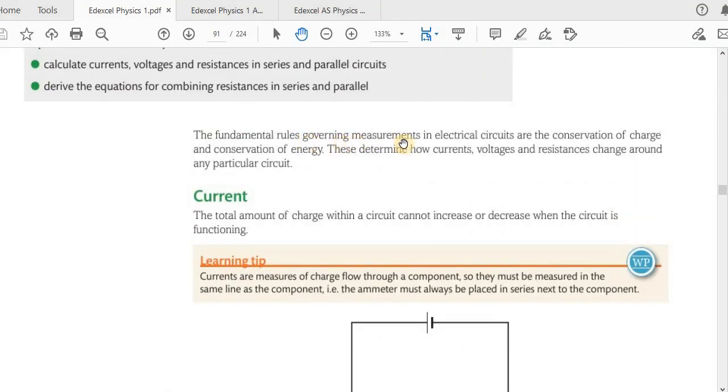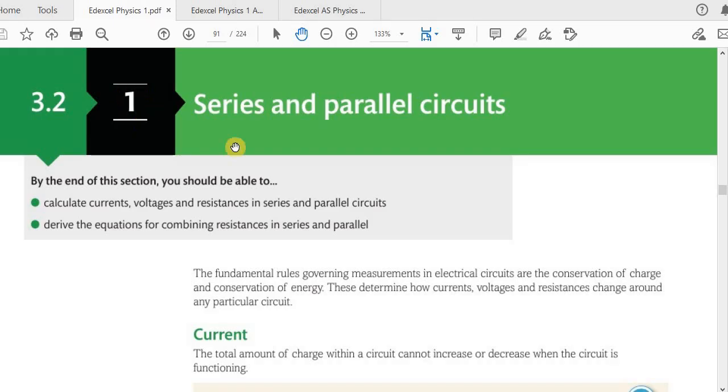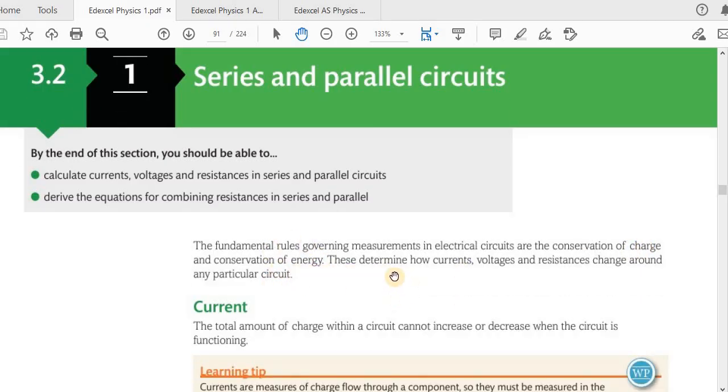Okay, the fundamental rules governing measurements in electrical circuits are the conservation of charge and conservation of energy. So this is where we will later see in part 2 Kirchhoff's first law and second law. Kirchhoff's first law is the law of conservation of charge being used, and in the second law we use the law of conservation of energy. We will see the details. These determine how currents, voltages and resistances change around any particular circuit.